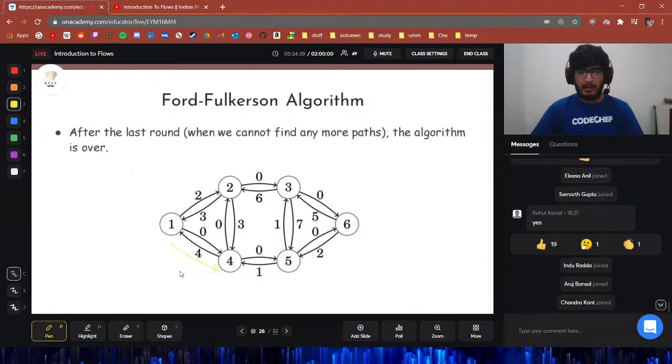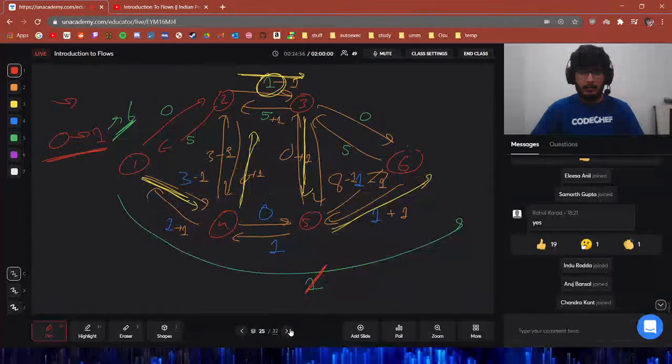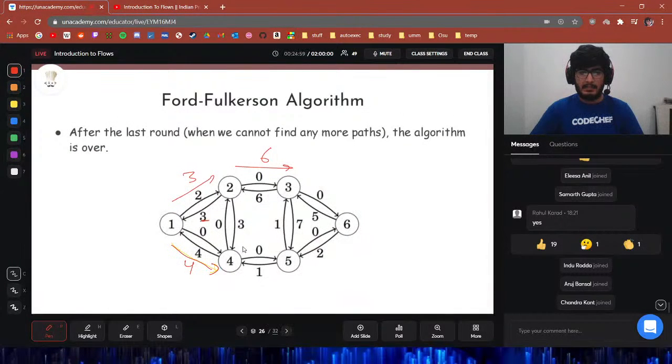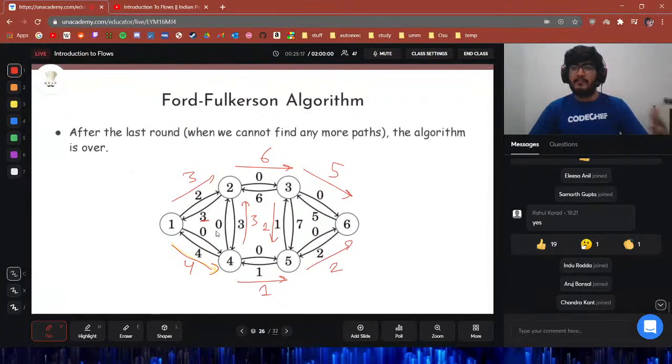So there is a flow because this reverse edge has weight 4. That means, let me write that in red, there is a flow going through this pipe with 4. Here the reverse edge has weight 3. That means this has a flow 3 going on over here. This has 6 flow going on over here. This has 3 going on over here. This has 1 going on over here. This has 5 going on over here. This has 1 going on over here, and this has 2 going on over here, right? So this is what the final flow looks like after we have completed all of the rounds.